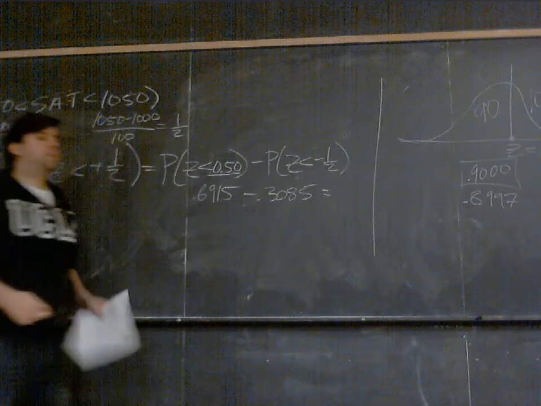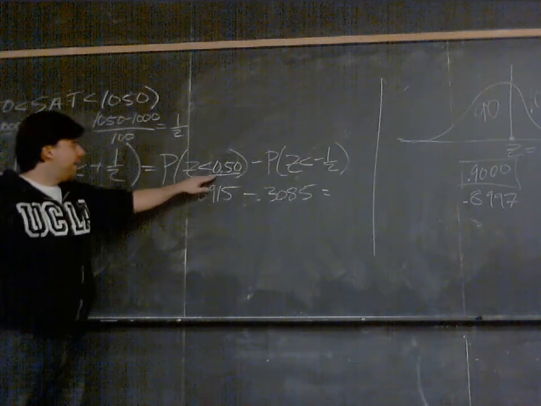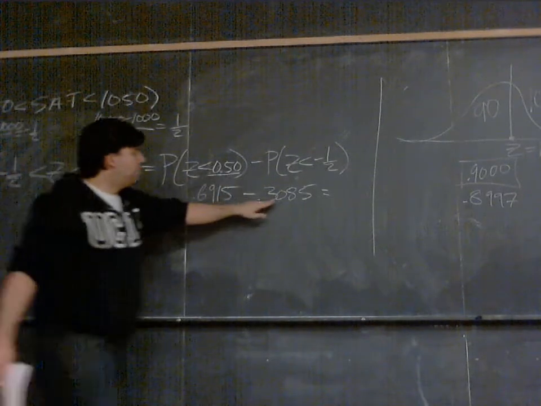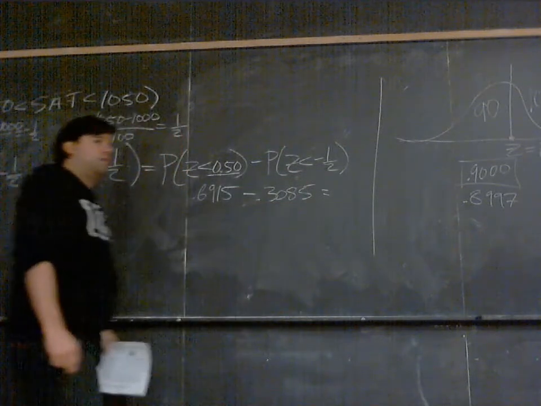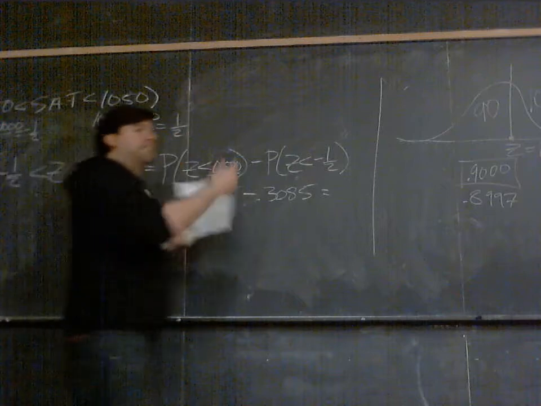So then you would subtract 0.6915, which is what I got when I looked this up, minus 0.3085, which is what I got when I looked that up, because those are the area probabilities. Okay. Yes, that's it, and then that gives you the area between the two.